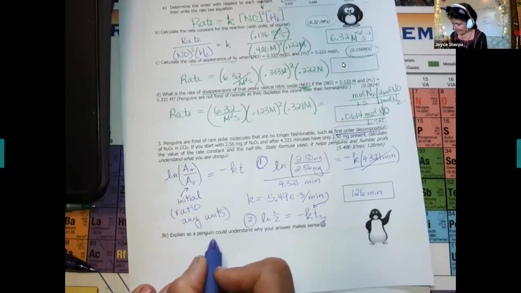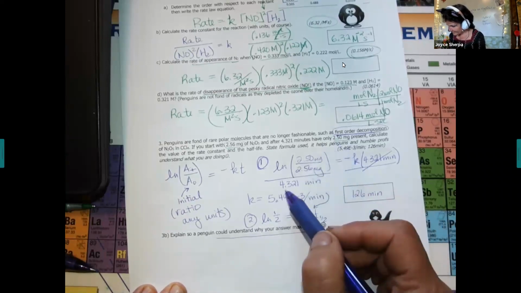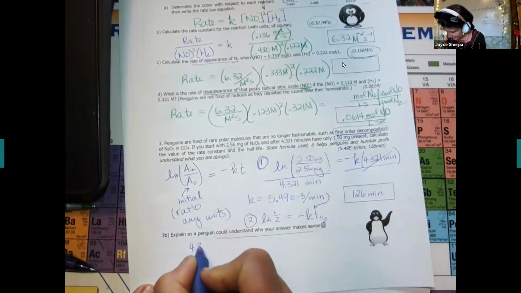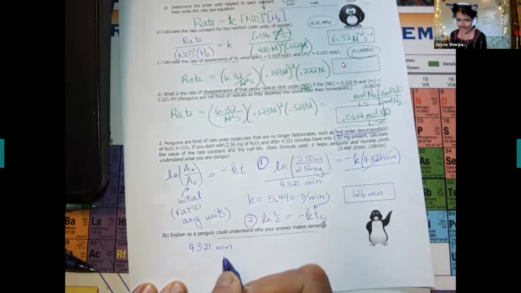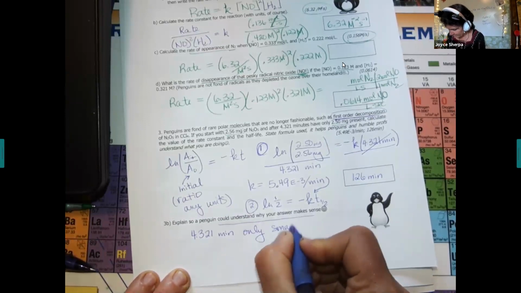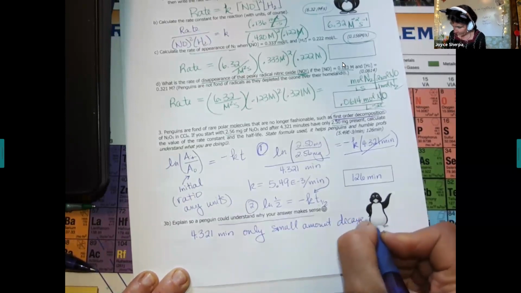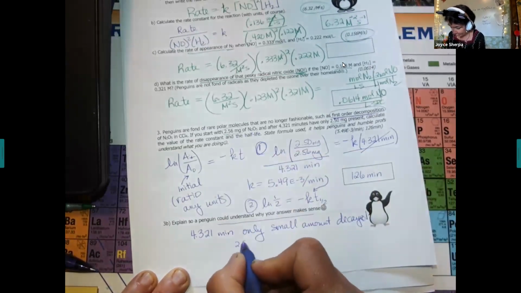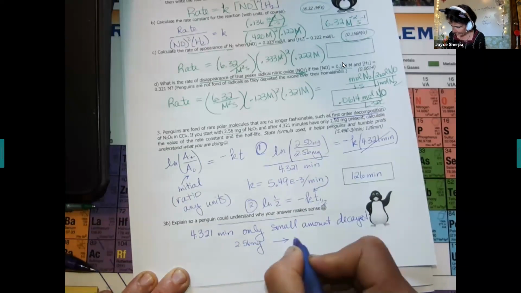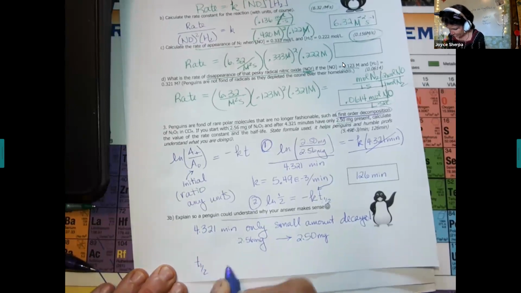The key is going to be being able to explain that it makes sense. And it is that up here, when we did the initial 4.321 minutes, there's several ways you could explain it. Only a small amount decayed. Right, so it only went from the 2.56 to 2.50. So we're nowhere near a half-life. It doesn't matter what the percentage is that decayed. You can see it's just a small amount. We're not at a half-life yet. So the half-life must be much longer.